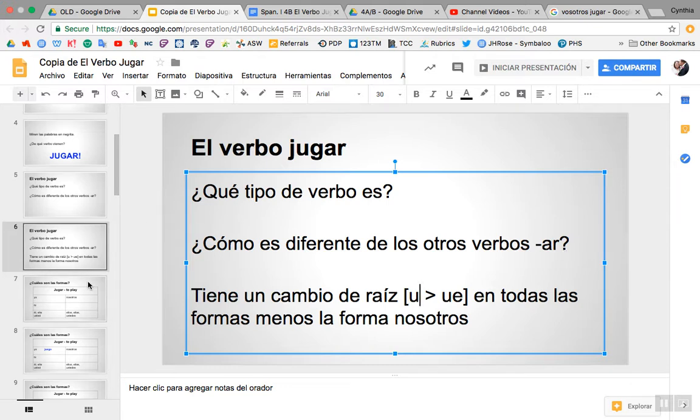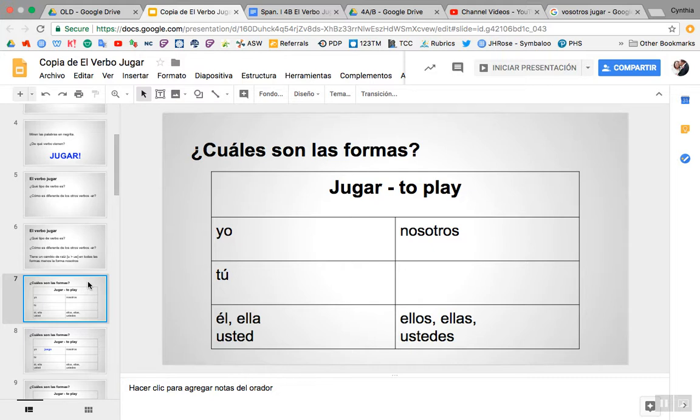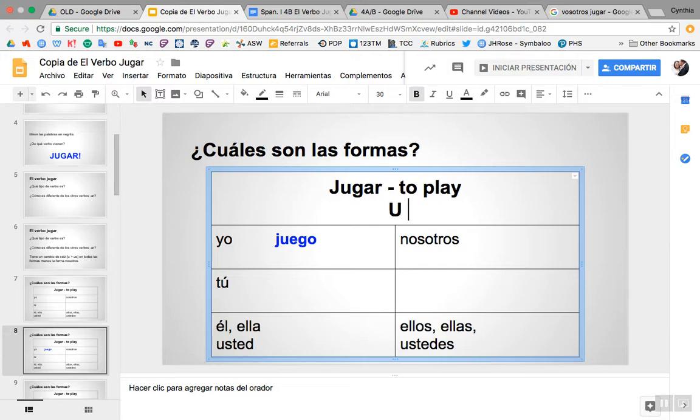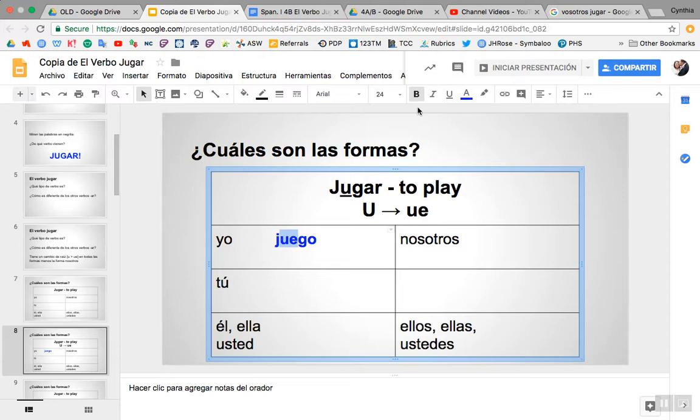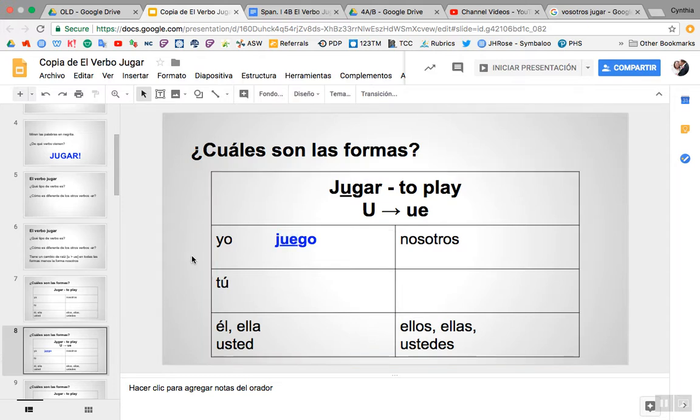So let's fill in our chart. Jugar. Yo juego. So by U to UE stem changing verb, I'm going to add that in here. U to UE. That letter U, okay, that U has now become UE. And that is for the sound, the way you pronounce it. Okay? Now, if I left that E off and it was just jugo, jugo's juice. Okay? So you got to be careful.